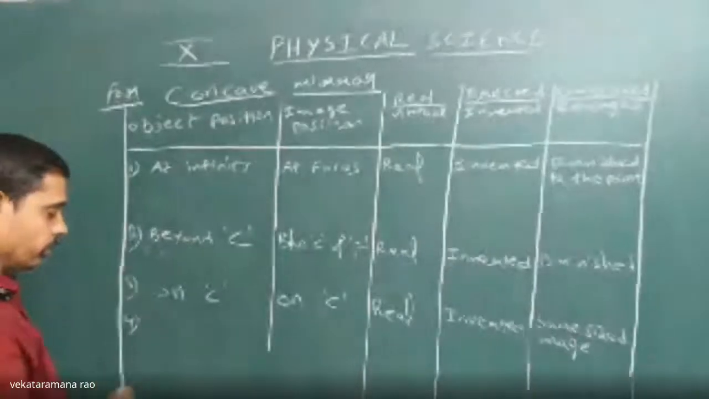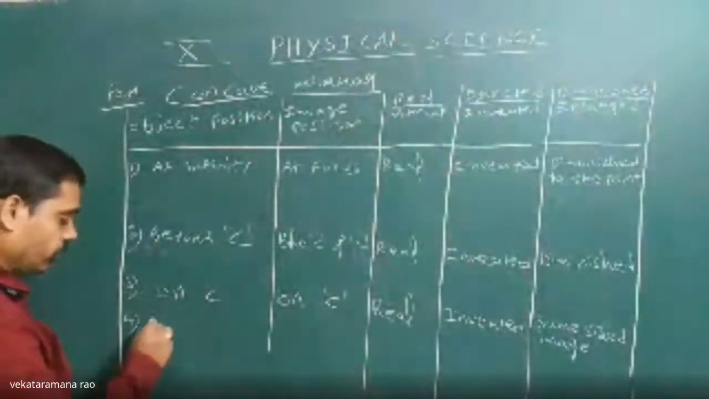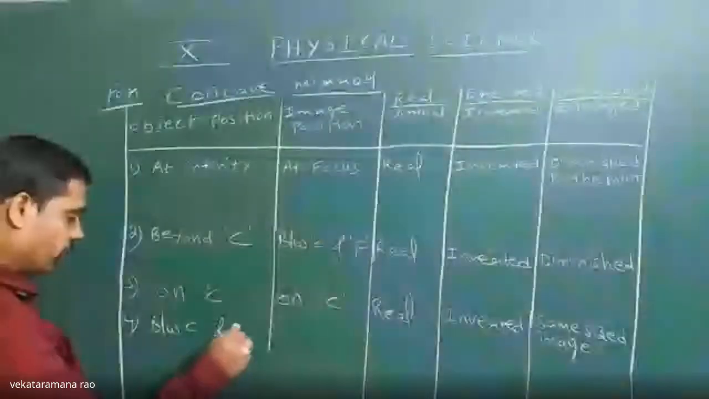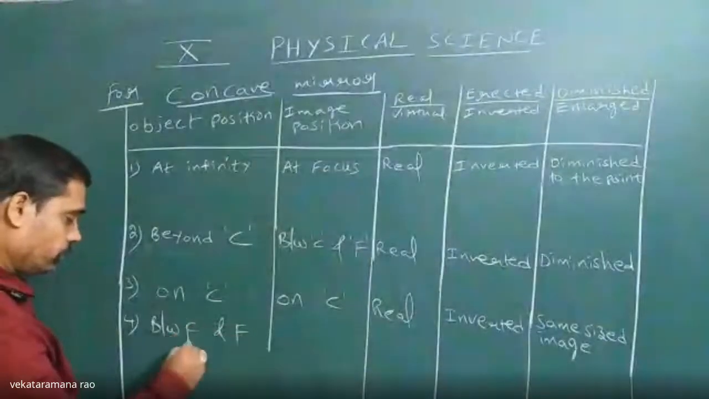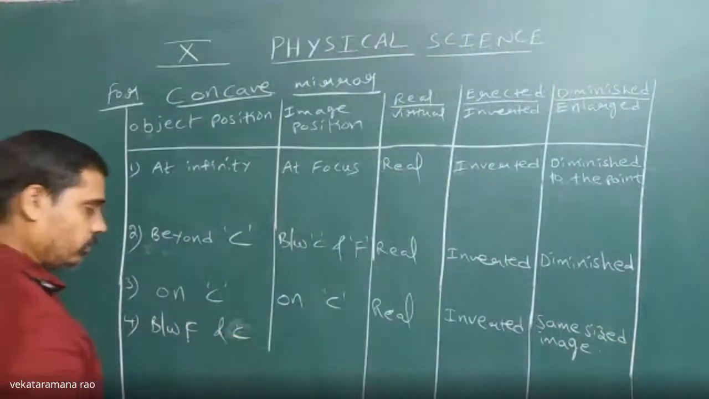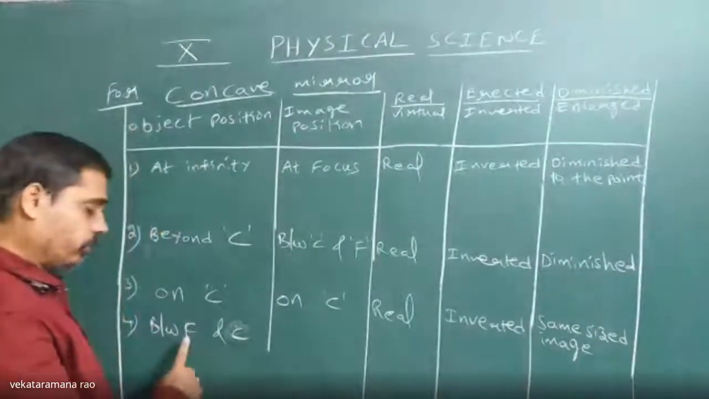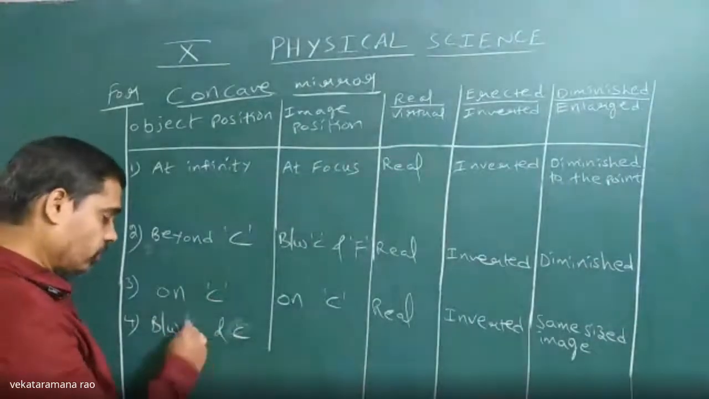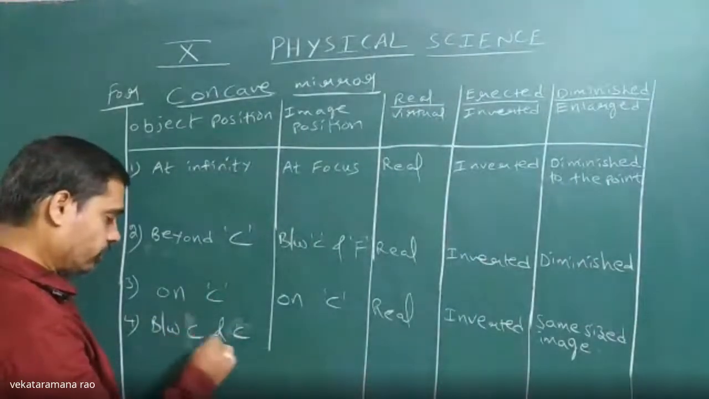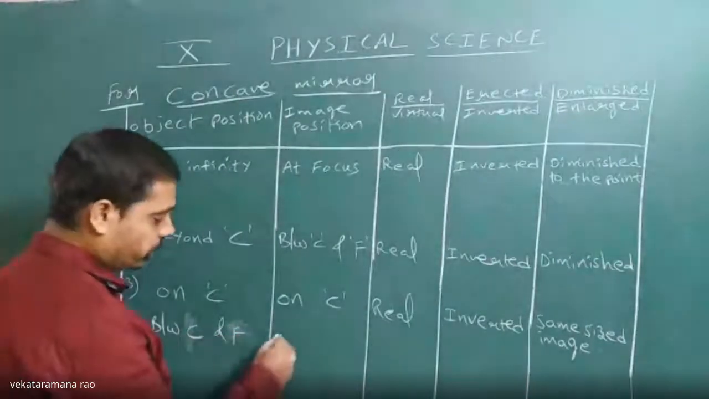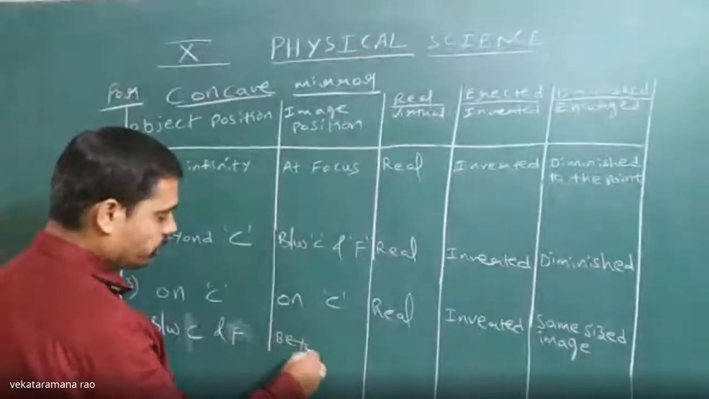Now what about the next position? Fourth position: the object will be between F and C. So what will happen if I write C and F? The object is coming between F and C only. Now where is the image forming? Beyond C.